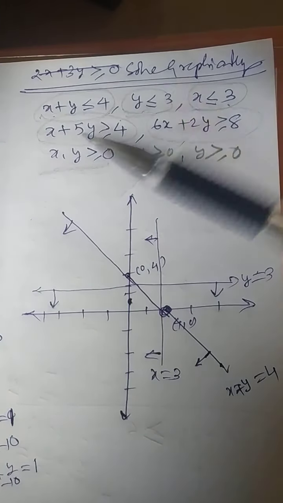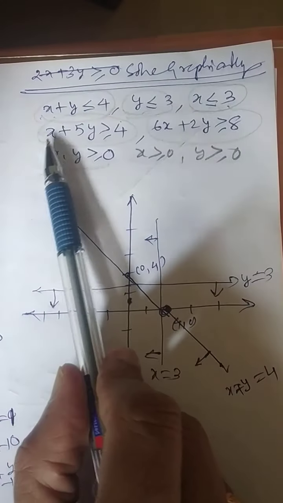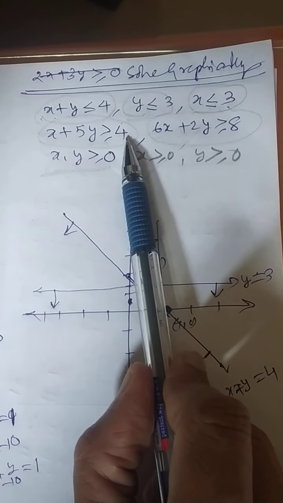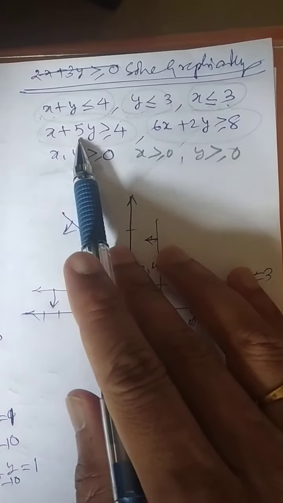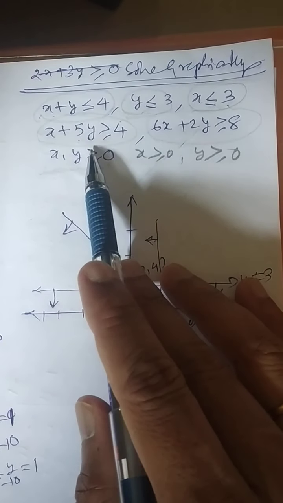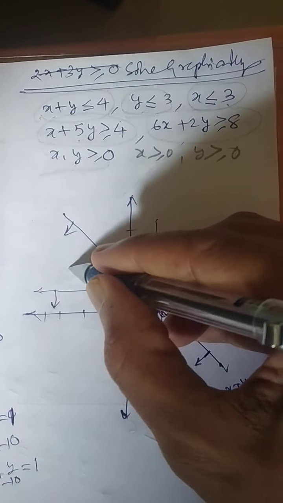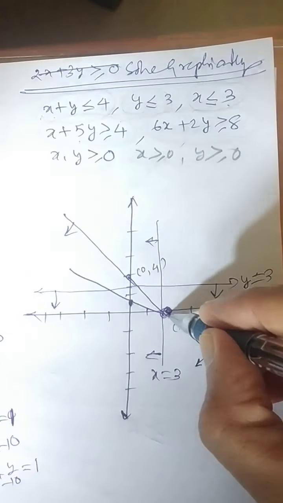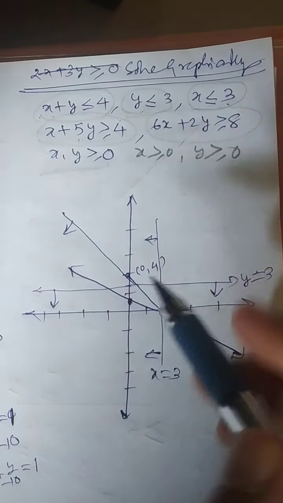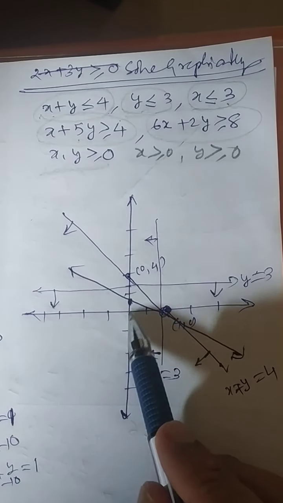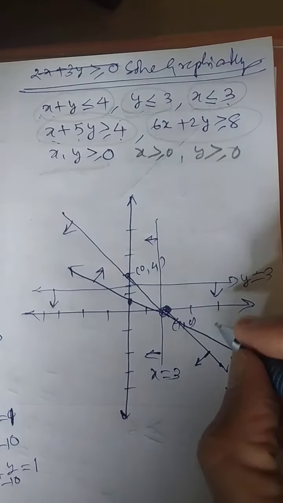So far we have shaded for this one. This line is over, the down line is over. Now the next, 3 over 4. The x-intercept is 4; write in your notebook and check. The y-intercept is 4 by 5, somewhere over here. So you will get a line like this. Now I am replacing 0: 0 is greater than 4, not satisfying. So upside. This is also upside.